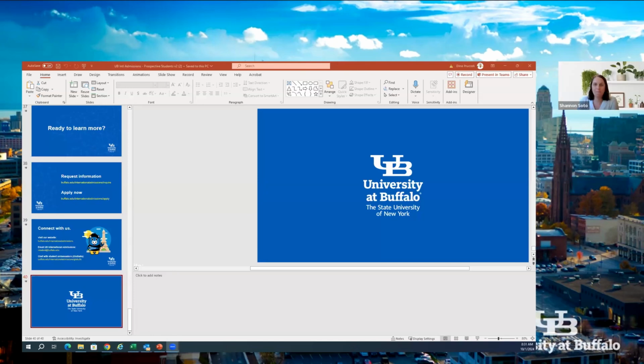When we do issue the I-20, we will enter the scholarship amount in the I-20 field about institutional support or scholarship. So it will be listed there as well.